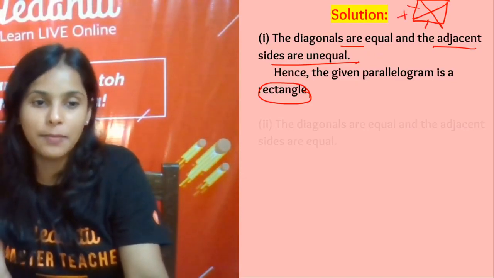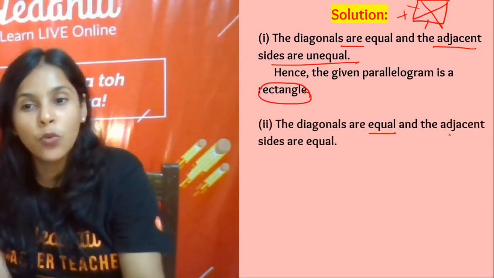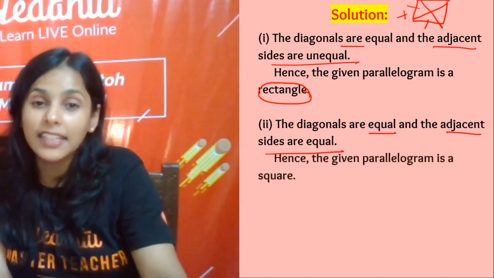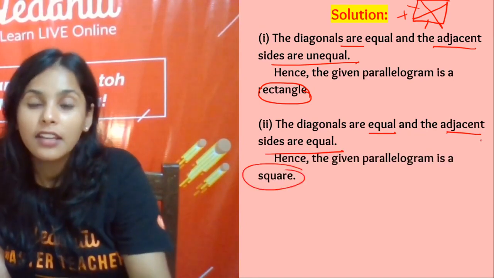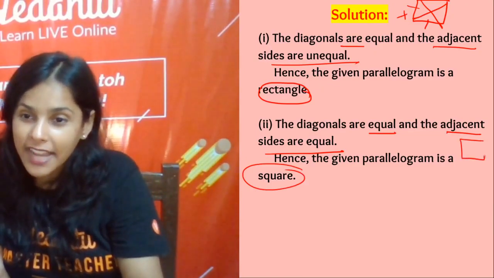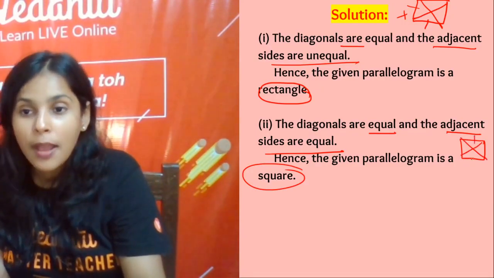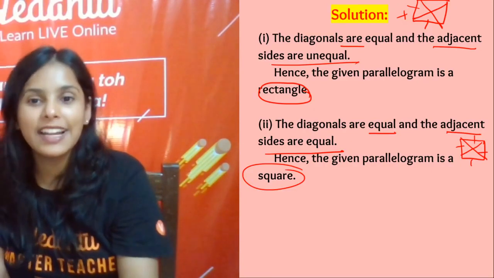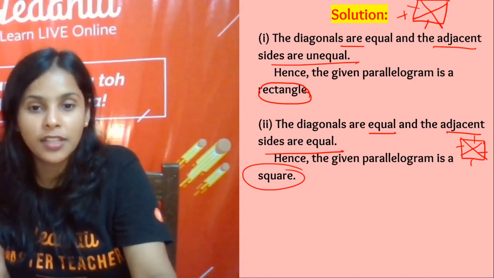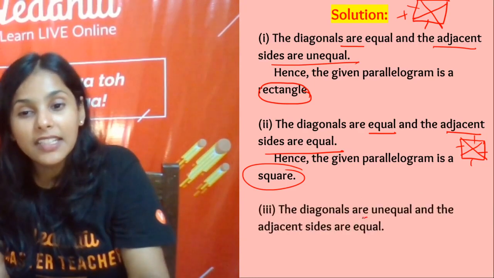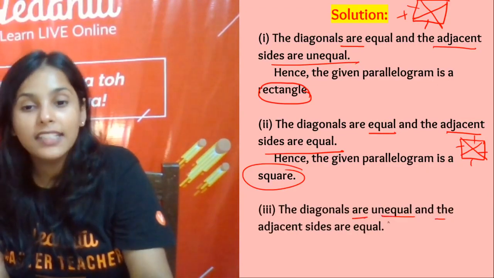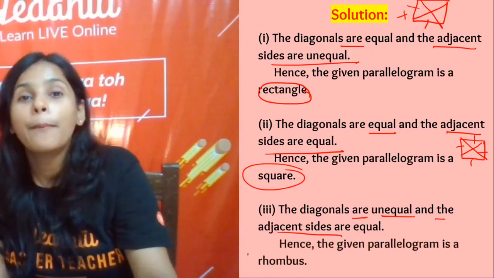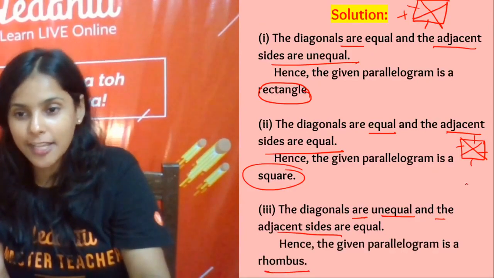Now let's see the second part. The diagonals are equal and the adjacent sides are equal. So we know that this is nothing but a square. We know that this is a square because the diagonals are equal, but also all the sides are equal in the square, so definitely adjacent sides will be equal to each other. Now the third part, the diagonals are unequal and the adjacent sides are equal. Very simple. That is nothing but a rhombus. Yes, let me explain it to you.